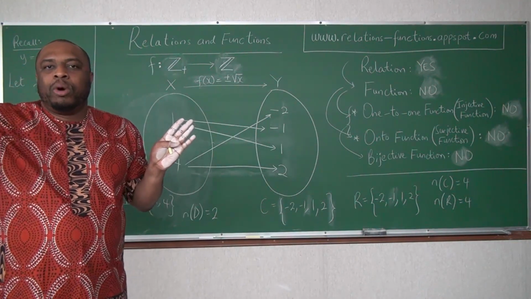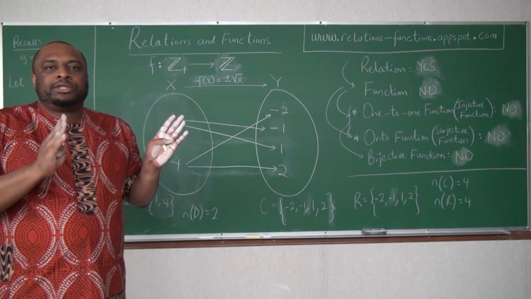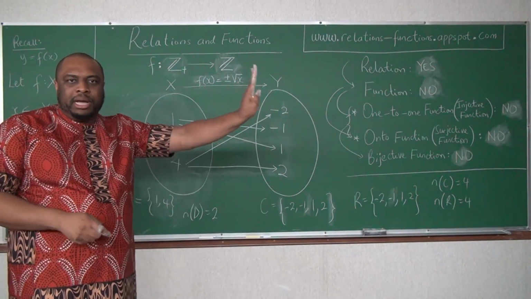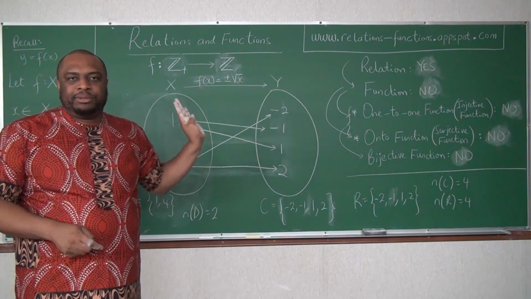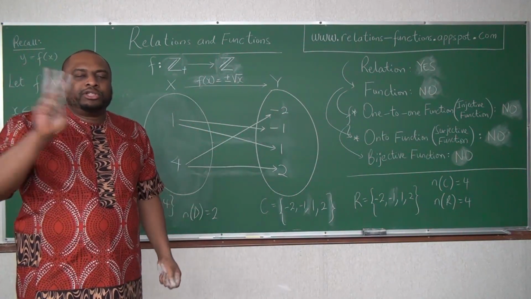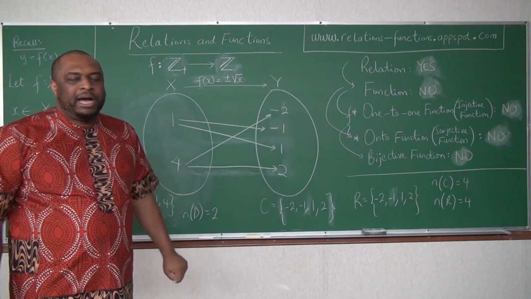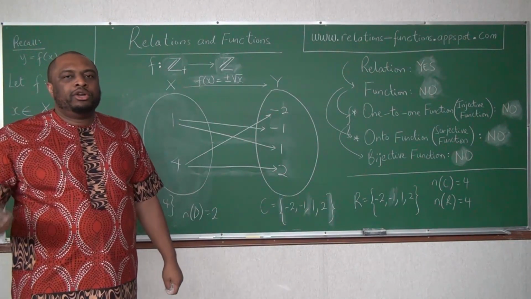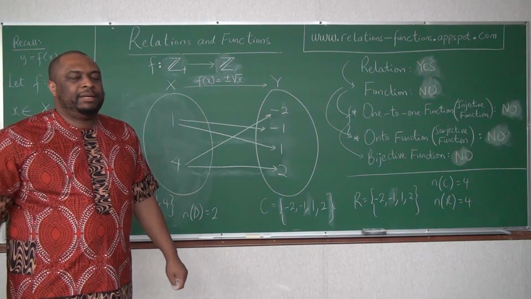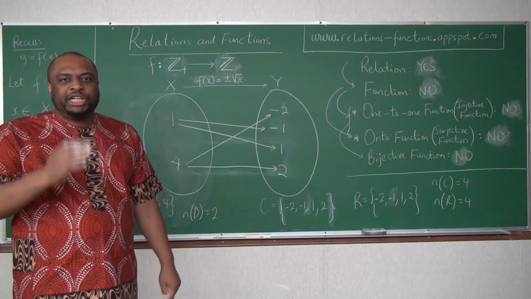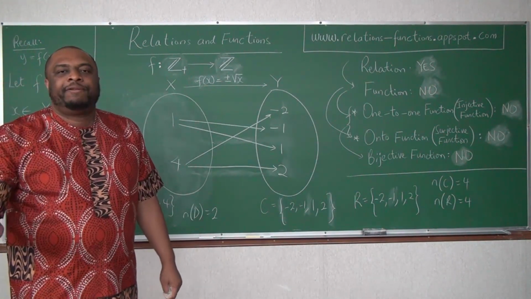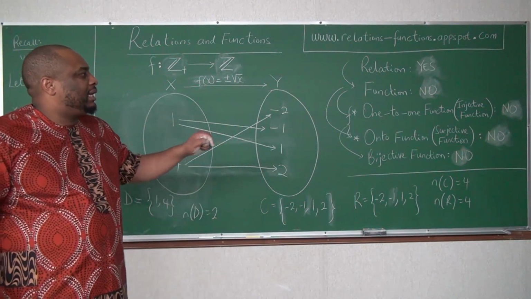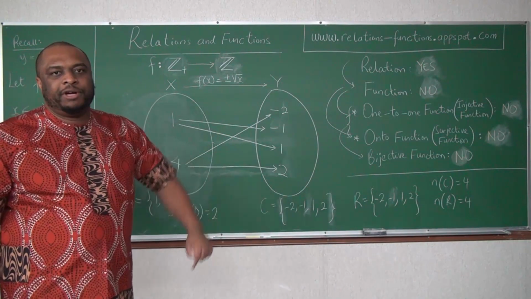So this input has an output. This input has an output. This input has an output. Those two inputs will have the same output. That is why this is not a 1-to-1 function. No two inputs will have the same output. Each input has a different output. Okay, that is a 1-to-1 function.